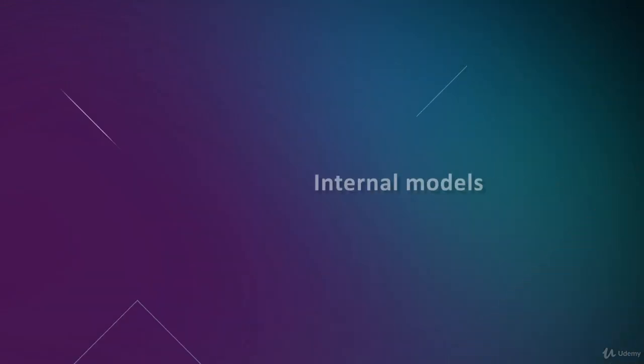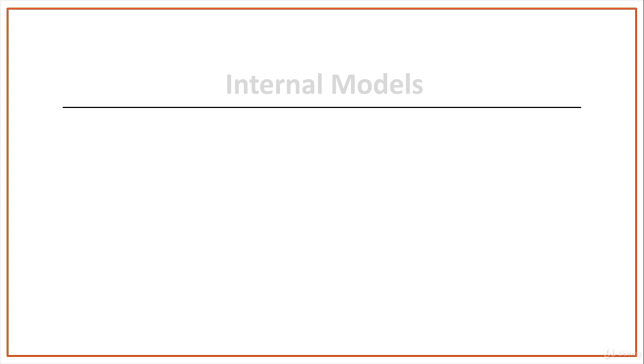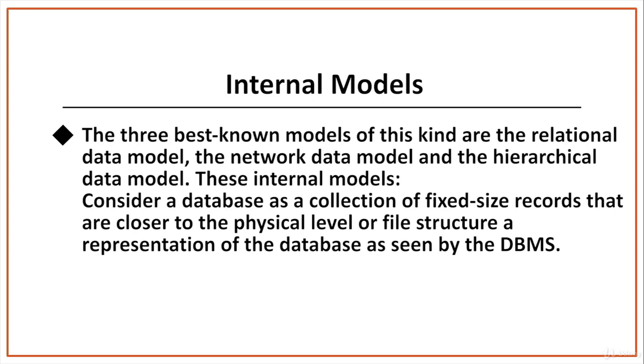And now let's talk about internal models. The three best-known models of this kind are the relational data model, the network data model, and the hierarchical data model. These internal models consider a database as a collection of fixed-size records that are closer to the physical level or file structure, a representation of the database as seen by the DBMS.